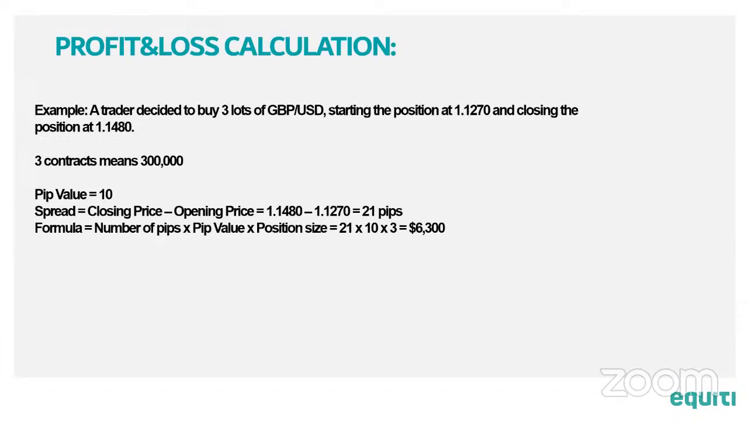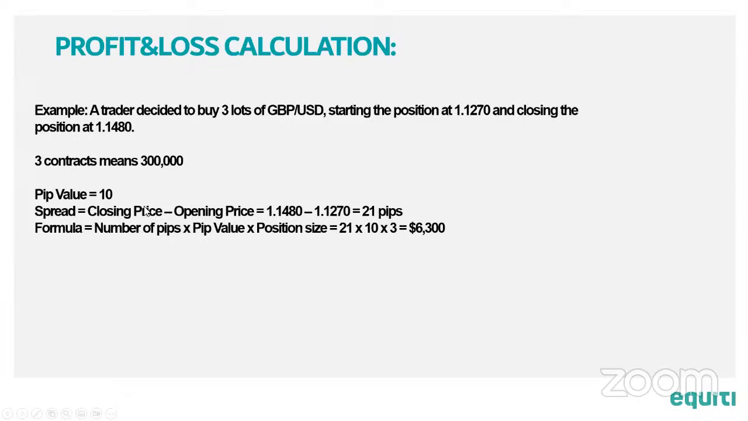Another example for profit and loss calculation: a trader decided to buy 3 lots of GBPUSD, opening the position at 1.12 and closing the position at 1.14. So here the 3 contracts means 300,000 units of value. Like I explained, one standard lot for a currency pair is 100,000. Therefore, 3 contracts means 300,000. Pip value is 10. The spread is the closing price minus the opening price, so 1.14 minus 1.12 is 21 pips.